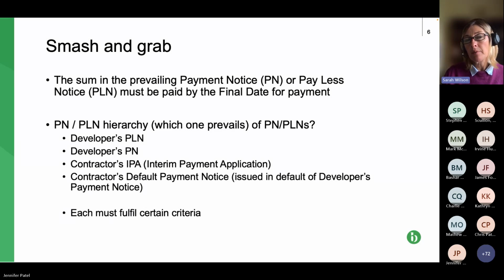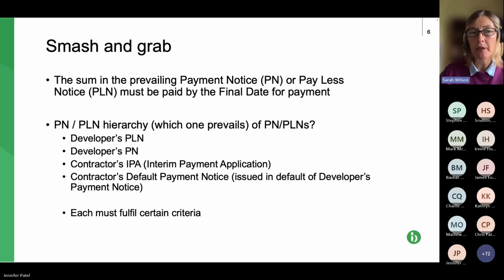So that can be issued by the contractor, the party wanting to be paid, if either it omits to submit its interim payment application in time, and also the developer fails to submit its payment notice. So the developer, the paying party, still has the opportunity to respond to that, because it can then respond by submitting a pay less notice to effectively trump that default notice. Now, it's not quite that simple.